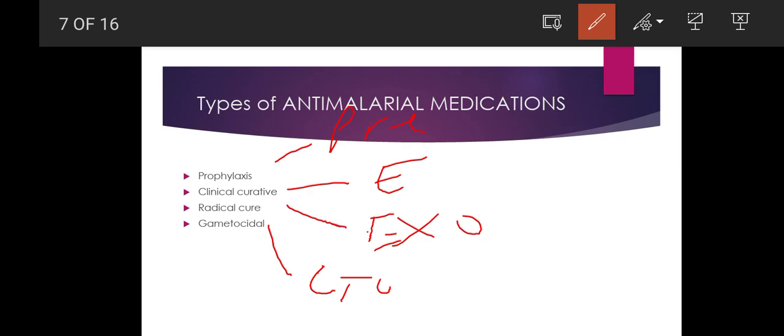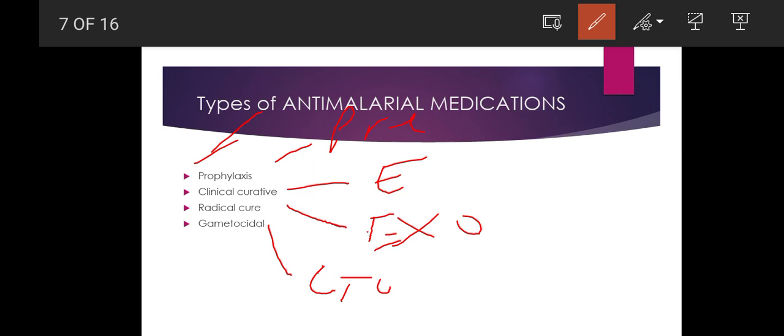So let's say a patient comes to the hospital and says, I'm living in an endemic area for malaria, so I would like to have a drug that will prevent me from having malaria. What the doctor will prescribe is prophylaxis. So prophylaxis will be prescribed to the patient, so it will prevent malaria for the patient.